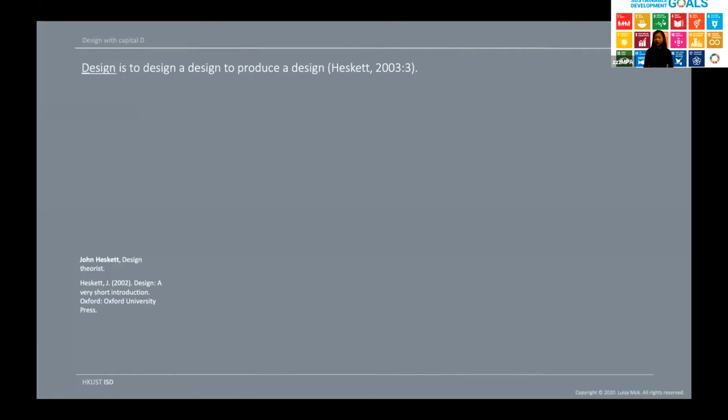And then the third design is to design a design. So maybe that refers to an idea or a plan, to produce a design. The last design is the design outcome. So seemingly, John Heskett is talking to the design field, to designers, to design students. So it's within the domain: design, what is design? Design is to design a design to produce a design.